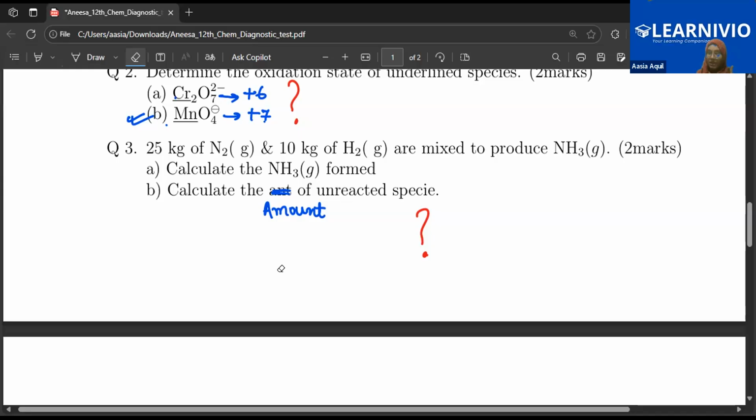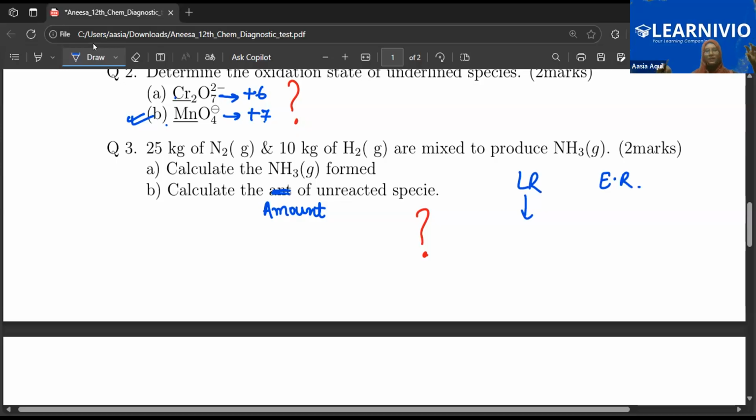There are two types of species: limiting reagent, and unreacted species, which means excess reagent. When two reagents are given, one reagent is responsible for the completion of the reaction, which is in limited amount, and it is responsible for the reaction to stop. That is the limiting reagent. Basically, there are two types of reagent in any chemical reaction: limiting reagent and excess reagent. The limiting reagent is that which is limited in amount, and that reactant is responsible for stopping the reaction.